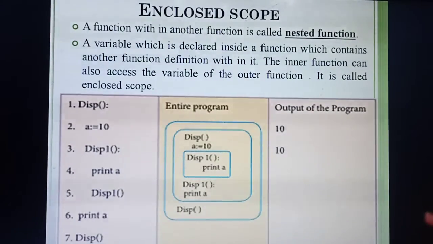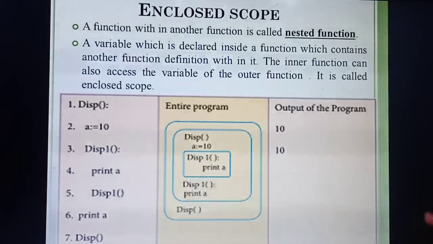Then the next one is enclosed scope. Enclosed means one important word I said first itself. Which one? Nested, isn't it? So what do you mean by nested? One inside another. Here nested means the variable which is declared inside a function which contains another function. Already one function is there, and inside it you are going to give another function. That is called a nested function.